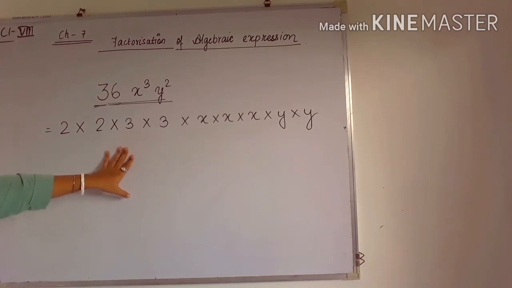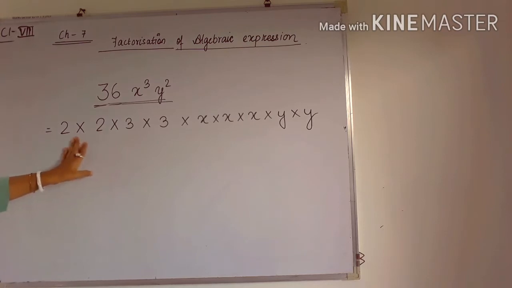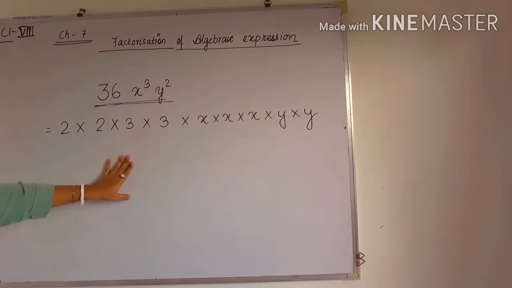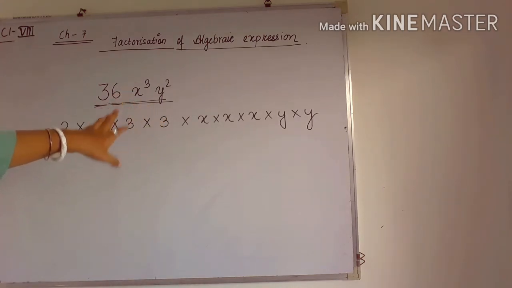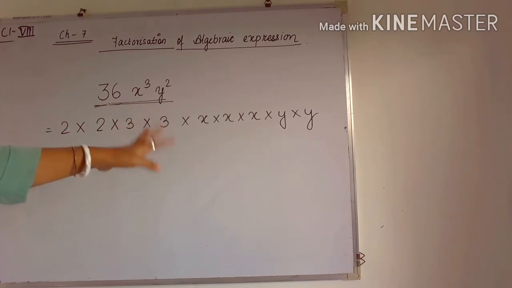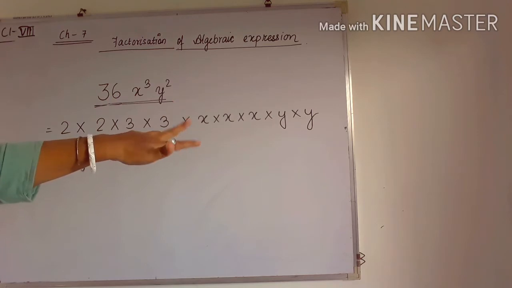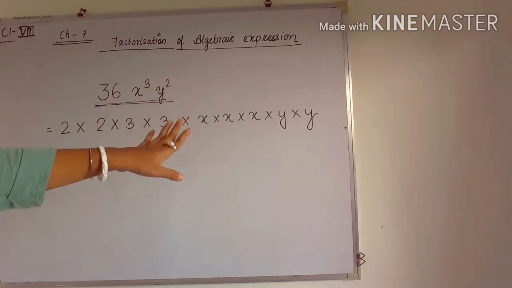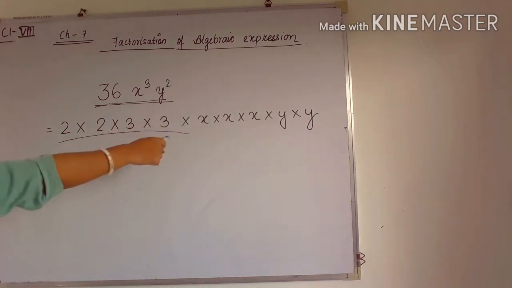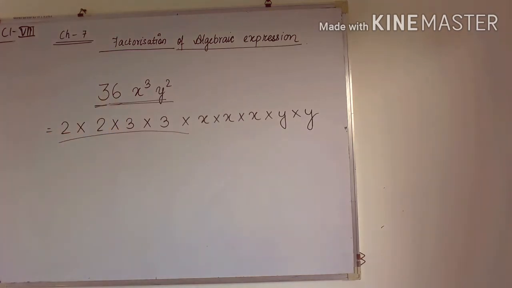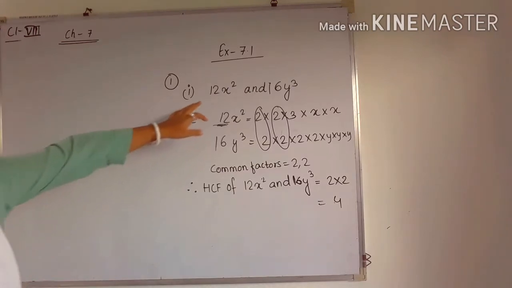What is the meaning of irreducible? We cannot reduce it further, because 2 is a prime number, and 3 is also a prime number. You cannot factor it further. Similarly, x cube: what is the meaning of x cube? You have to multiply x 3 times, and you cannot break it further, so this is irreducible. Similarly, y square is y into y, you cannot factor it further. So this whole is called the factorization of this algebraic expression, that is 36x cube y square.